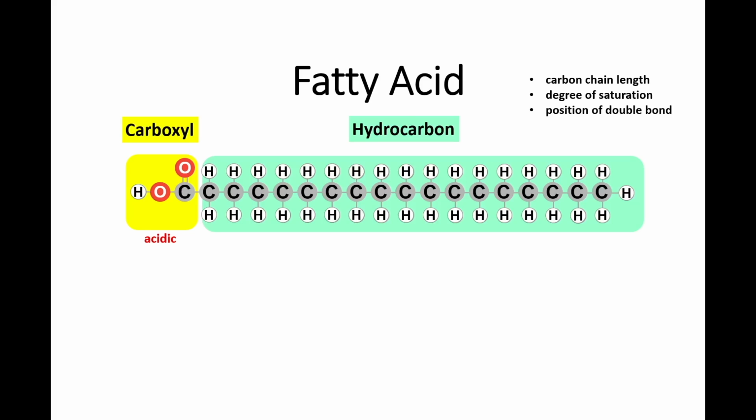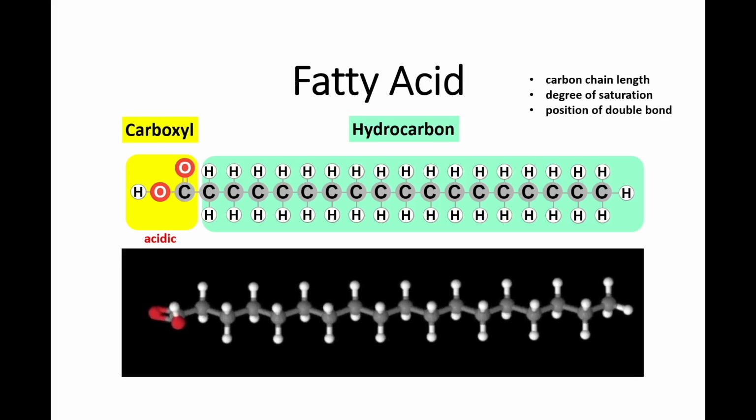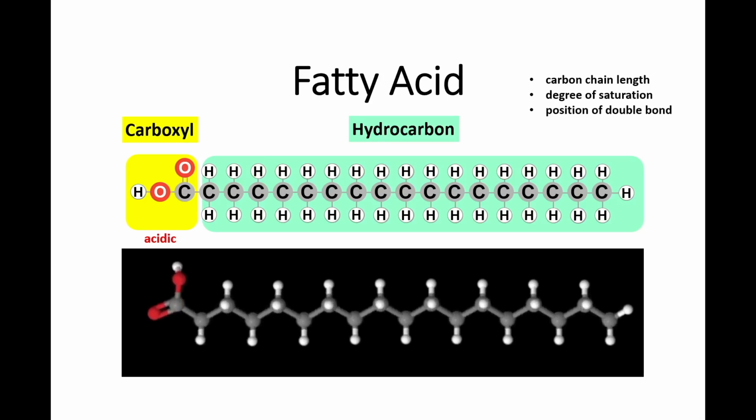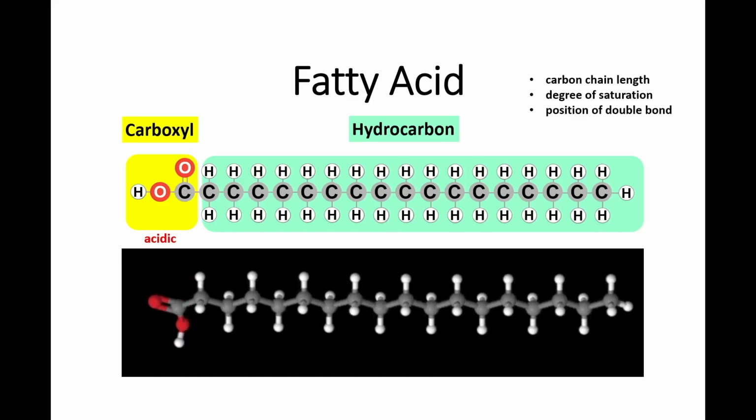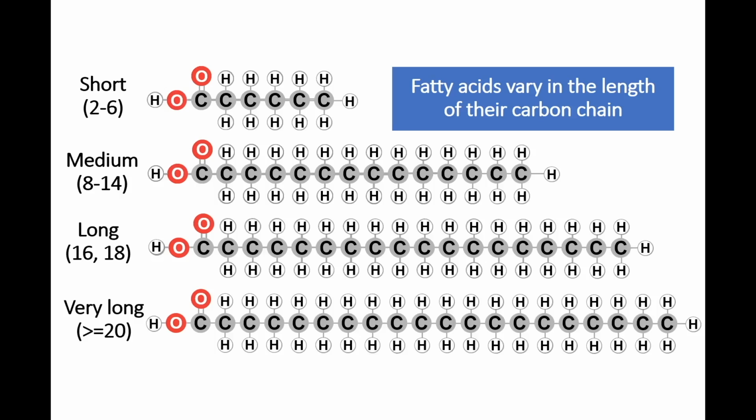This is a fatty acid molecule. The carboxyl group makes it acidic, and the rest of the molecule is just carbons and hydrogens, also known as a hydrocarbon chain. Each fatty acid differs in its chain length, degree of saturation, and the position of the double bond. Fatty acids can be as short as 2 to 6 carbons and as long as more than 20 carbons. Usually they contain an even number of carbons. This will make sense when we talk about fatty acid synthesis later.